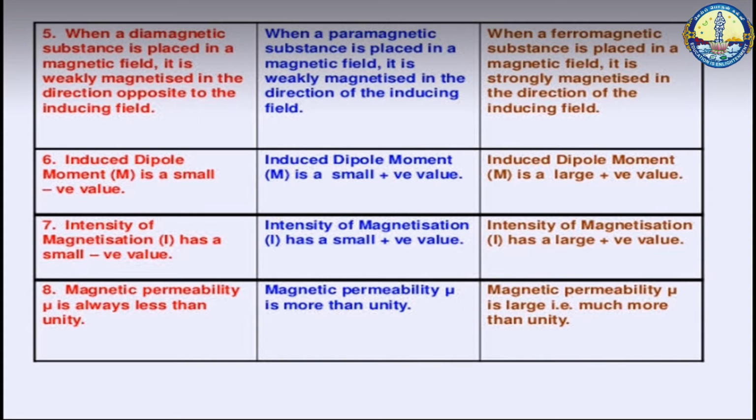The last one is permeability, that is denoted as mu. It is always less than unity in diamagnetic. It is more than unity in paramagnetic, but it is much more than unity in ferromagnetic material. So the comparison is based on the magnetizing field, the magnetizing type of the material, susceptibility and relative permeability.